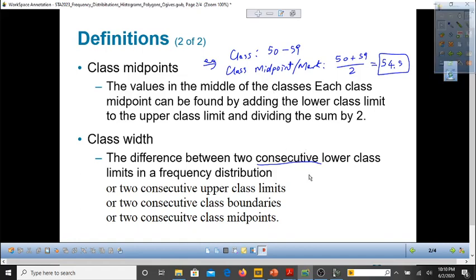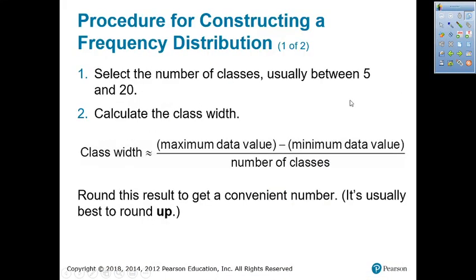Please note that there's a common error that's made where people, in trying to find a class width, do upper limit minus lower limit. That is an error. You should not do that. That is not how you find the class width. You can find the class width by doing the difference between two consecutive lower limits, or the difference between two consecutive upper limits, or the difference between two consecutive boundaries, or the difference between two consecutive midpoints. That is how you find the class width.